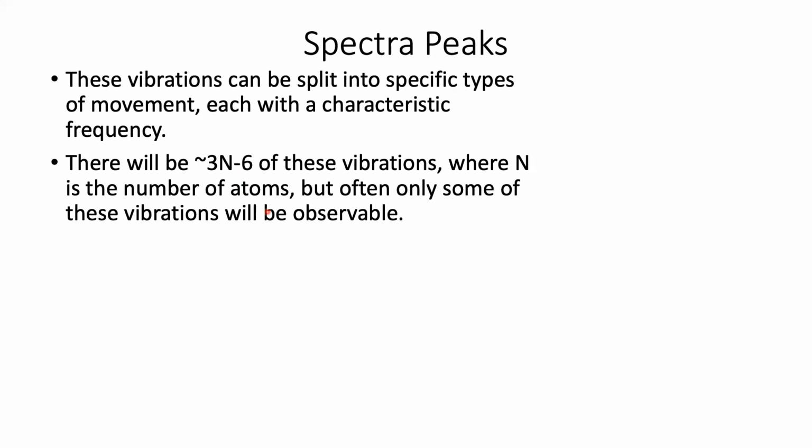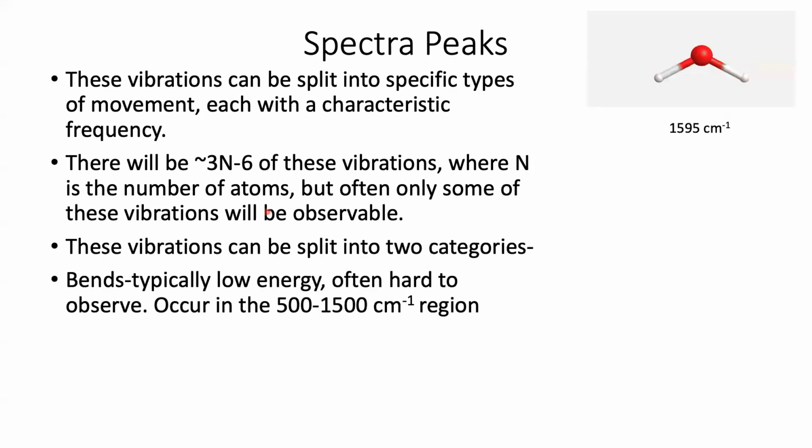Now we're going to take these vibrations and split them first into 2 main classes. The first of which are going to be these bends. So this is where I've got these atoms bending either towards or away from each other, so they're bending back and forth. And these are fairly low energy vibrations. So these typically occur somewhere in between 500 and 1500 inverse centimeters. So note that water with a bend around 1600 is pretty high energy for a bend. Most of the values are going to be much lower than this.